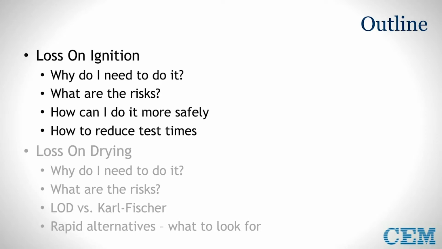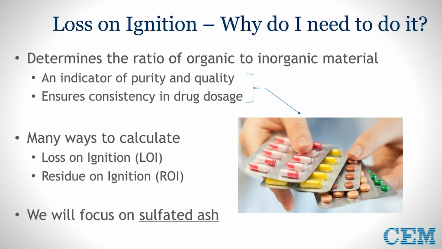Loss on ignition. Why do I need it? Loss on ignition determines the ratio of organic to inorganic material. In the pharmaceutical industry, that's important as an indicator of purity and quality, and it ensures consistency in drug dosage. There are a lot of different ways to calculate that ratio, but the most common ways that you'll likely run into are loss on ignition, or LOI for short, and residue on ignition, ROI. For our purposes today, we will focus on sulfated ash, which is a bit of a specialized way to perform loss on ignition.